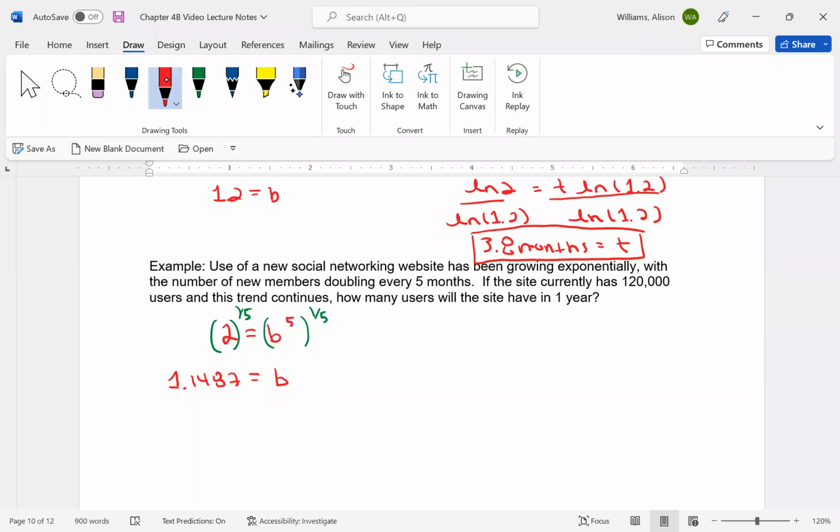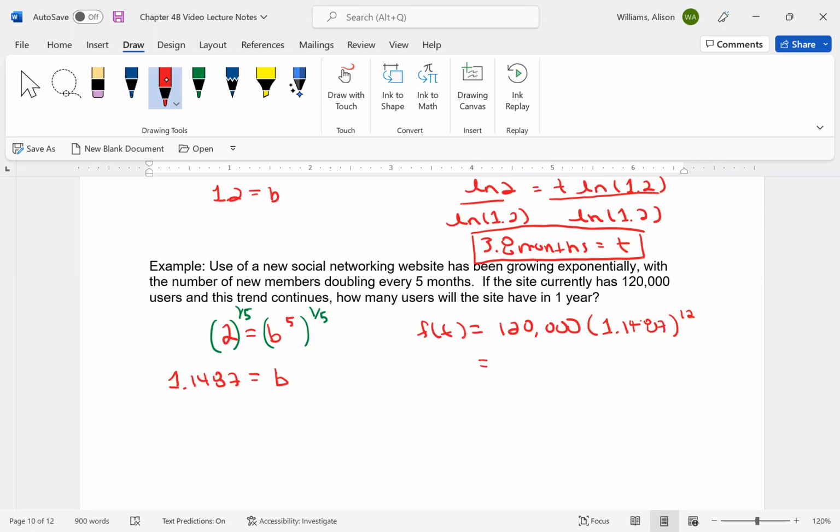So I found B, and currently it has 120,000. So here, let me write my equation. So that's A. That's the current users growing at this rate, 1.1487. How much is it going to have in a year? Okay, but remember, this is based on month, right? What we just found was the monthly trend because it's every 5 months. So a year would be 12 months, right? We want to make sure to use 12 months for that.